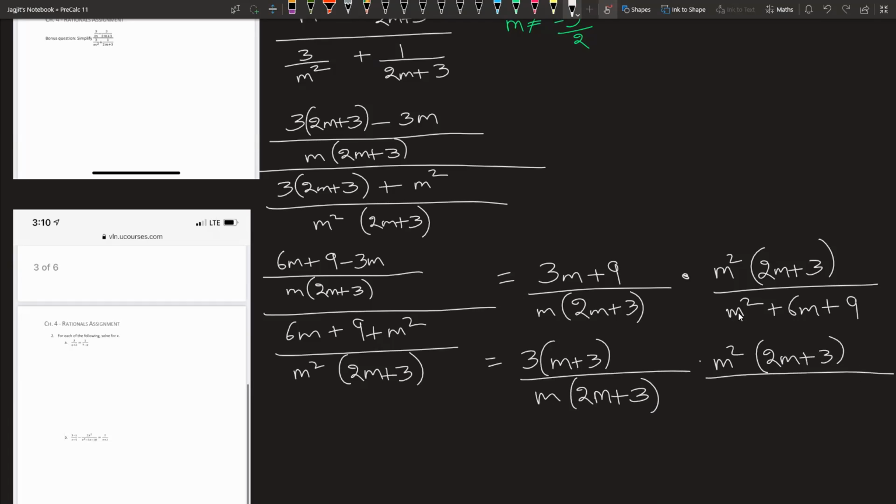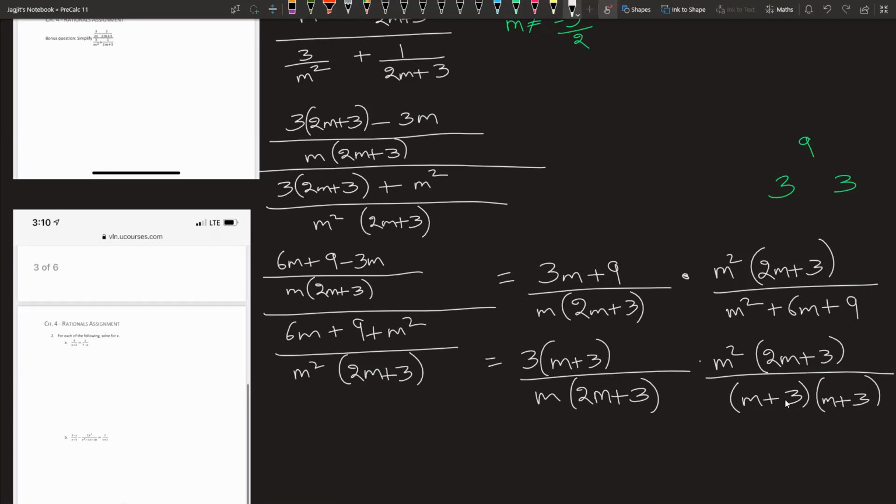And the bottom one is a quadratic. So 1 times 9 is going to be 9. We want to find two numbers. When you multiply them, you get 9. When you add them, you get 6. So it'll be 3 and 3. So essentially, it's going to be m plus 3 times m plus 3, which is just m plus 3 whole squared, right? Or you can write this as m plus 3 and m plus 3.